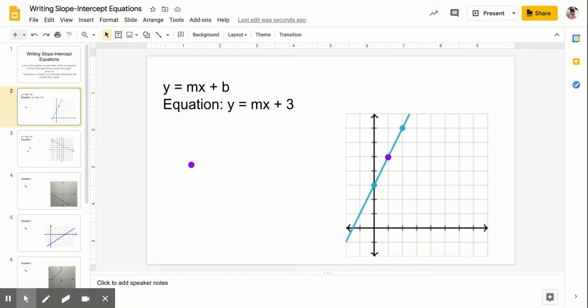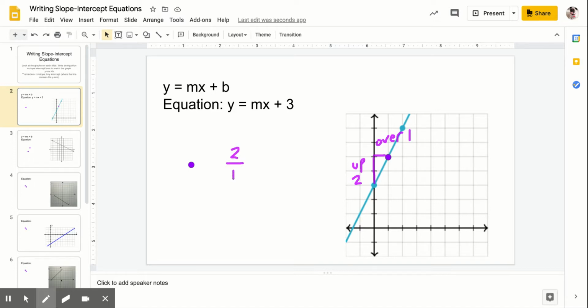To find your slope, all you have to do is start at this point here. Notice how it's going upwards, so this is going to be a positive slope, and I just have to count how many it goes up and then how many it goes over. So 1, 2, it goes up 2, and then it goes over 1. So my slope, my rise over run, would be 2 over 1.